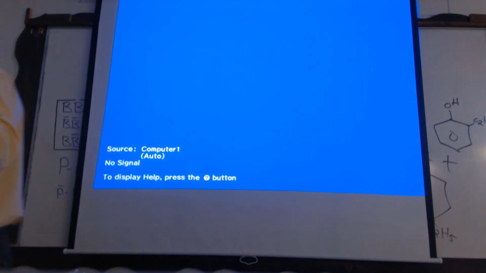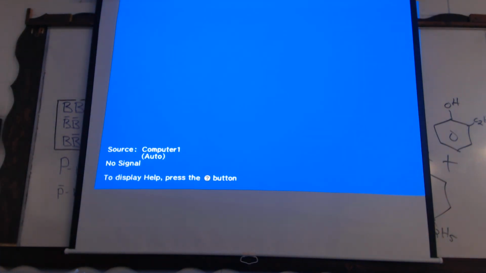Any questions on your end at all? Left outside, we good? Left middle, right middle, middle, right middle, and then right outside. Yes?